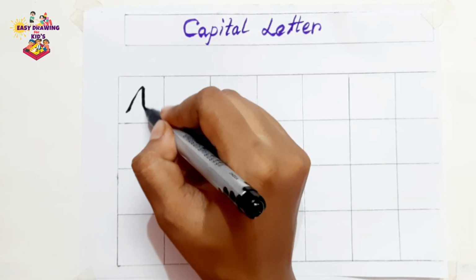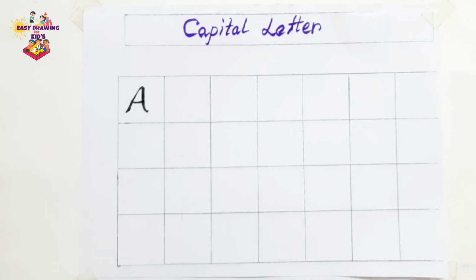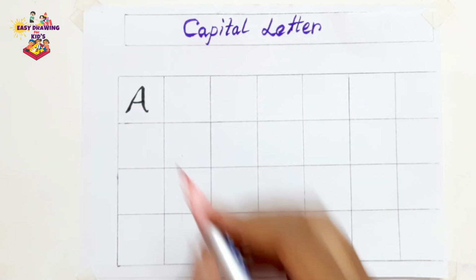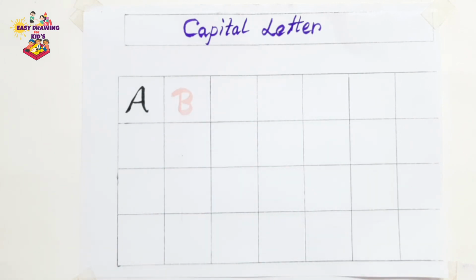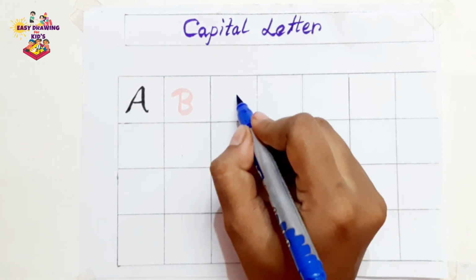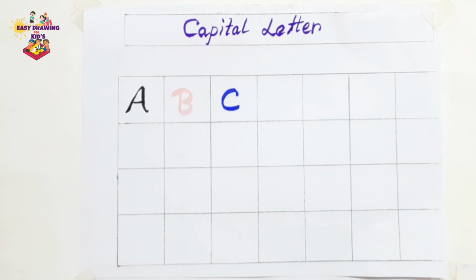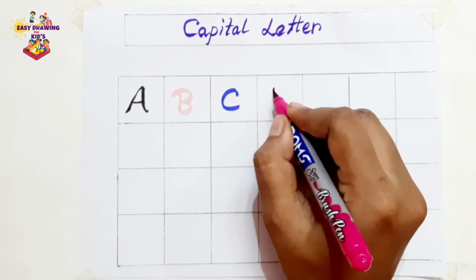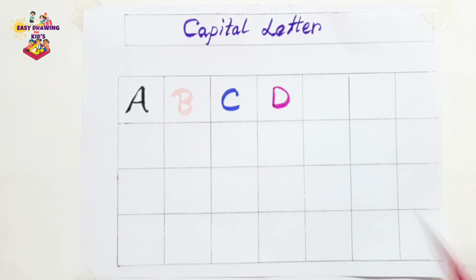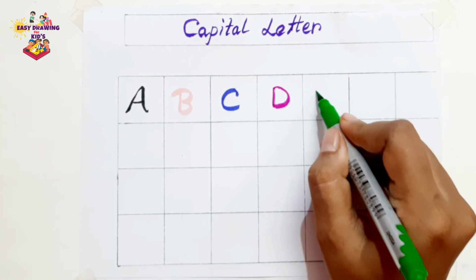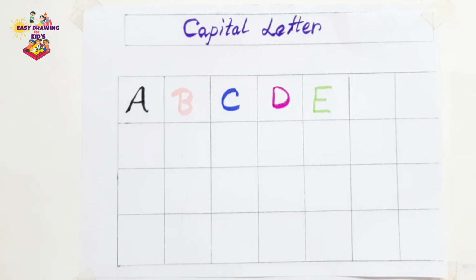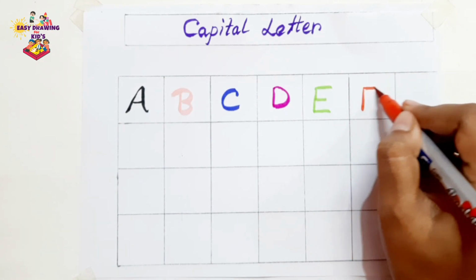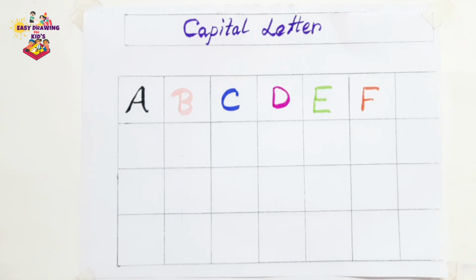A. A for apple. B. B for butterfly. C. C for cat. D. D for dog. E. E for elephant. F. F for fox.